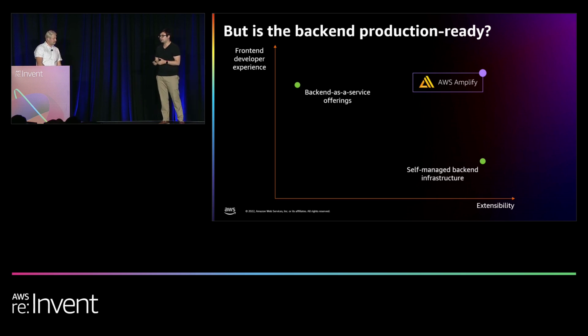AWS Amplify is a legitimate abstraction on top of AWS. All the backend resources are deployed within your account. And we give you different mechanisms to really customize them and leverage the extensibility and the scale of AWS to its fullest extent. And what does extensibility mean is a big question.